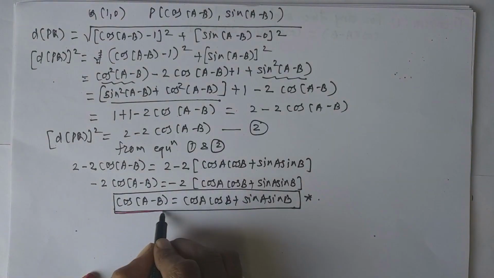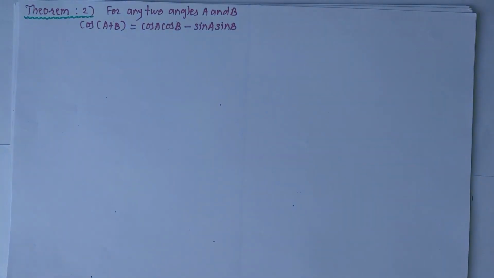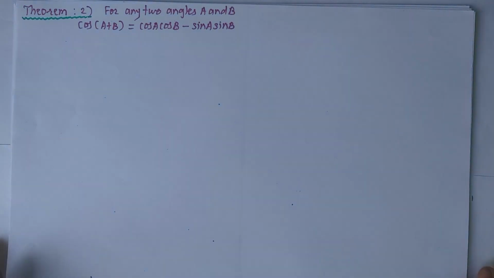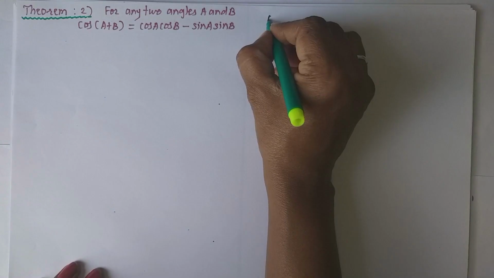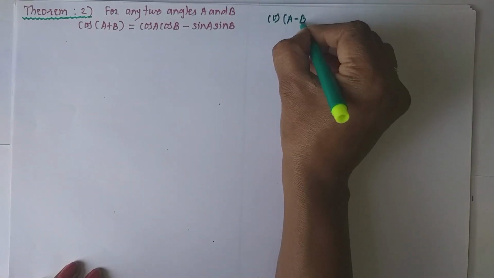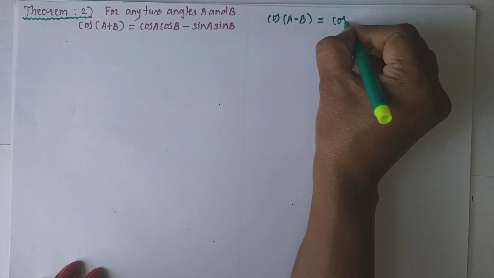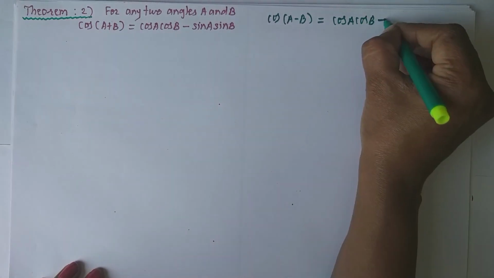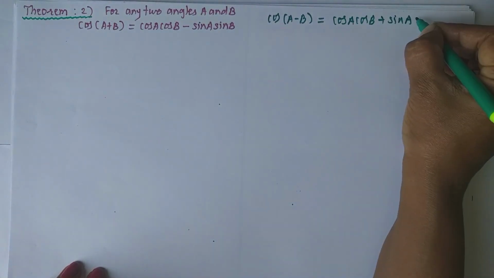It is very easy. Now, see theorem 2. For any two angles A and B, cos(A plus B) is equal to cos A cos B minus sin A sin B. Now, it is a very simple proof of this theorem. Just here we have seen the formula: cos(A minus B) can be written as cos A cos B plus sin A sin B.